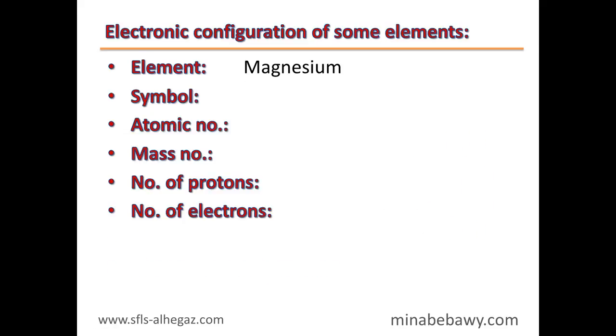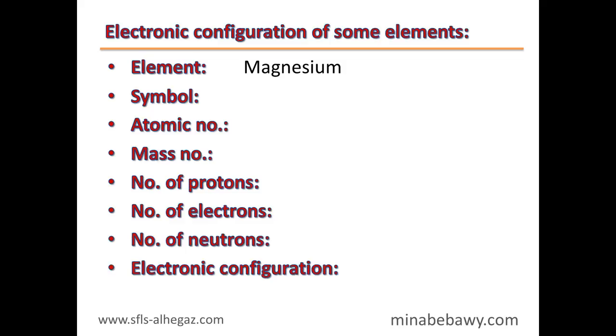The next element is magnesium. The symbol of magnesium is Mg. Its atomic number is 12, mass number 24, number of protons 12, number of electrons 12, number of neutrons equal 24 minus 12 equal 12.